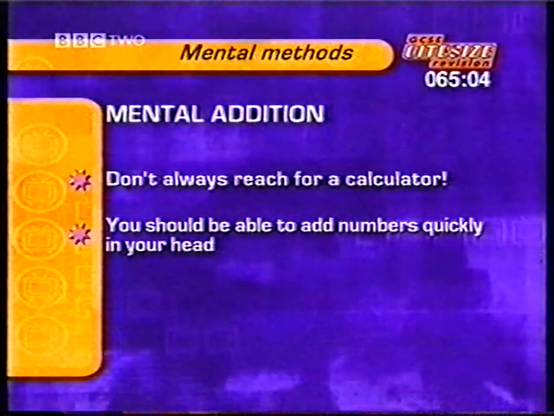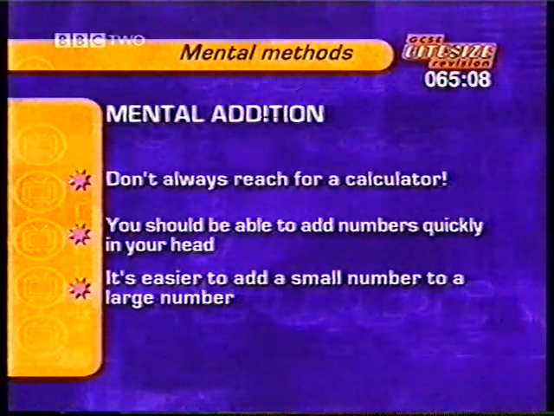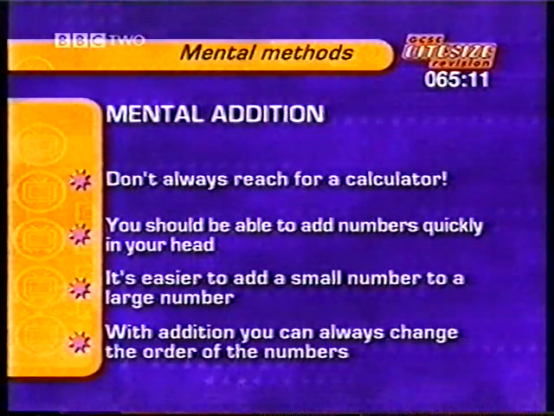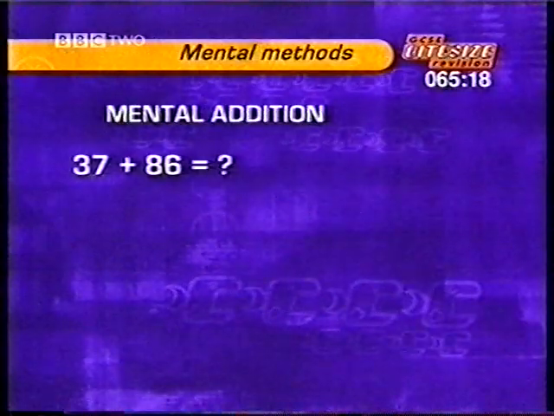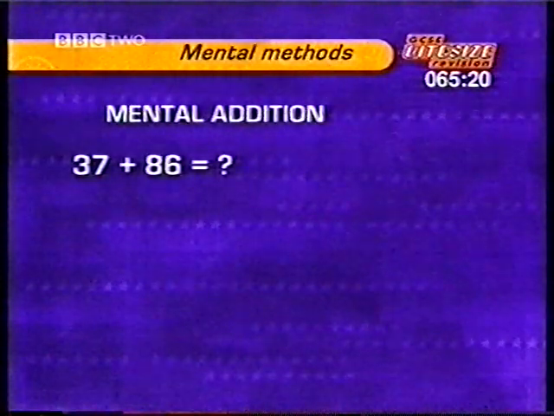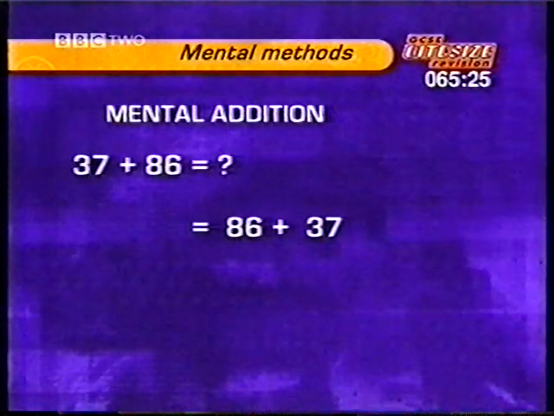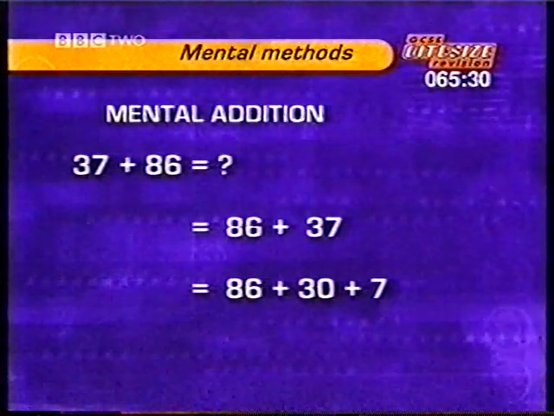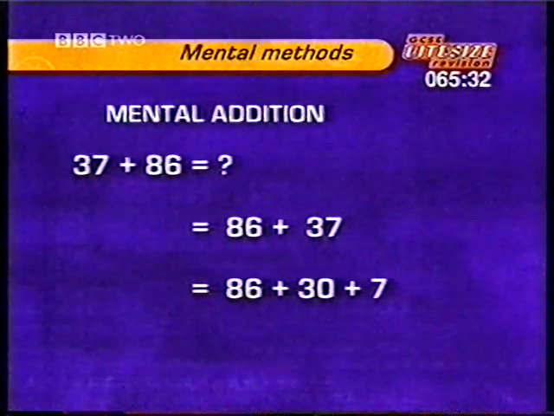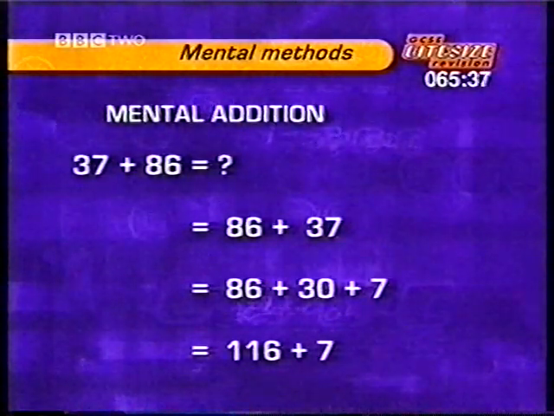That's mental addition. The first tip is that it's easier to add a small number to a large number. And don't forget that with addition, you can always change the order of the numbers you're dealing with. So what's 37 add 86? To add 37 and 86 in your head, first change it to 86 add 37. Then break down the 37 into 30 and 7. 86 add 30 is 116. Add the 7 makes 123.